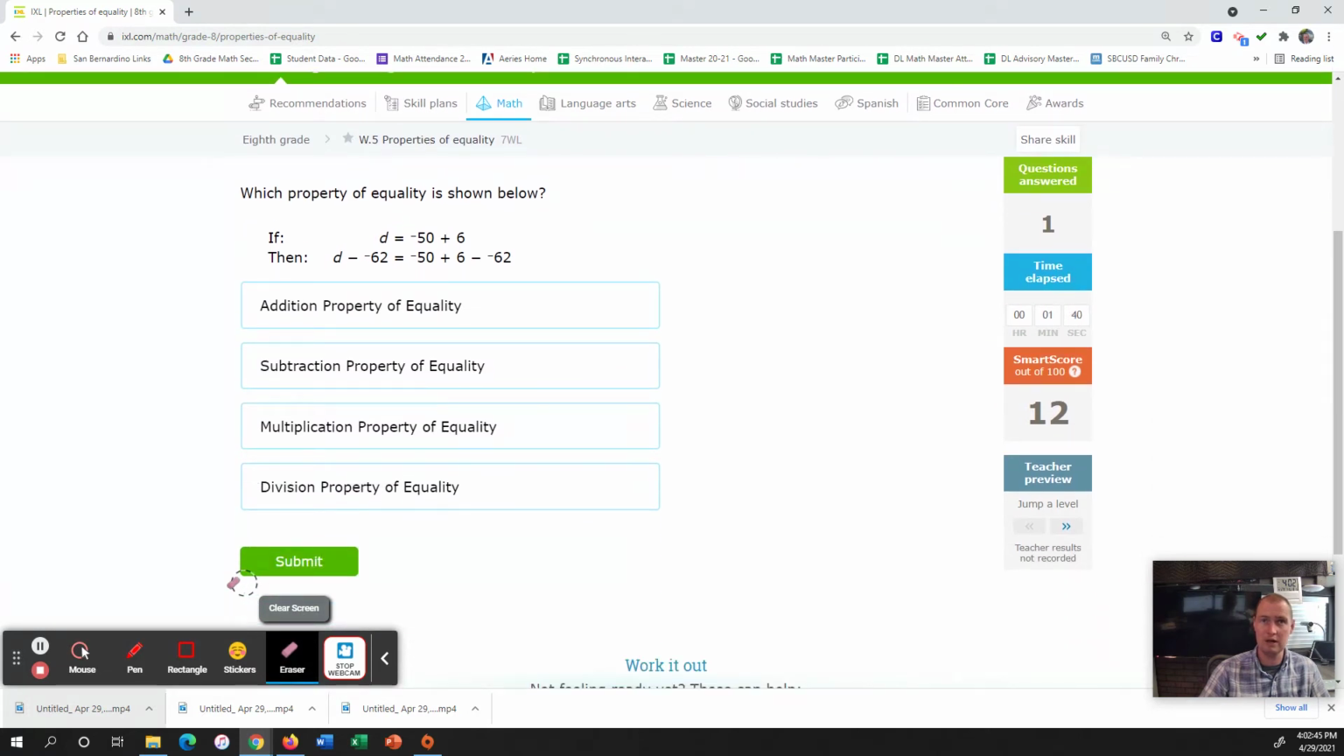All right, next up, which property of equality is shown below? If D equals negative 50 plus 6, well, we have D minus 62. Oh, how clever. D minus 62, and negative 50 plus 6 minus 62. So notice you have added the minus 62. Last time I checked, minus is a positive. So it'd actually be very interesting to see how this IXL will take it, because it is minus a negative number, but subtracting a negative number really is adding. So I'm going to give addition property of equality and see how it takes it.